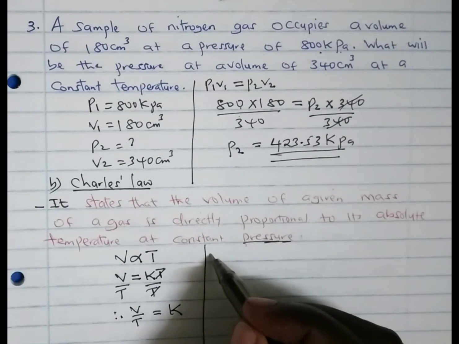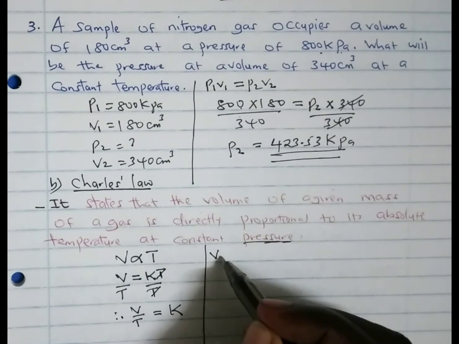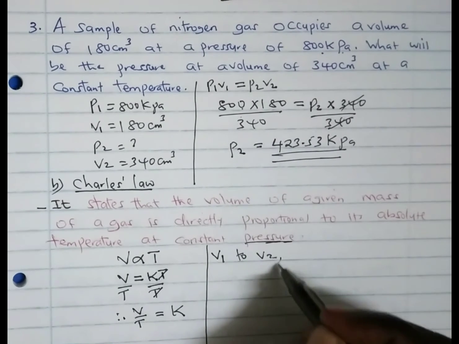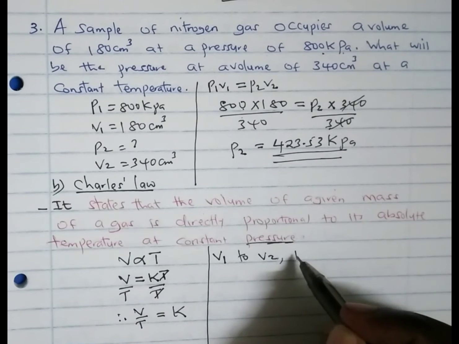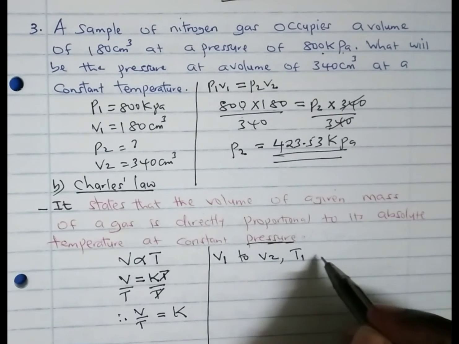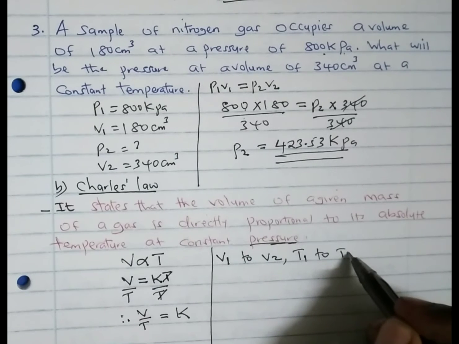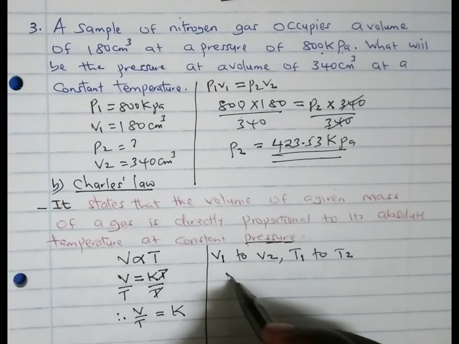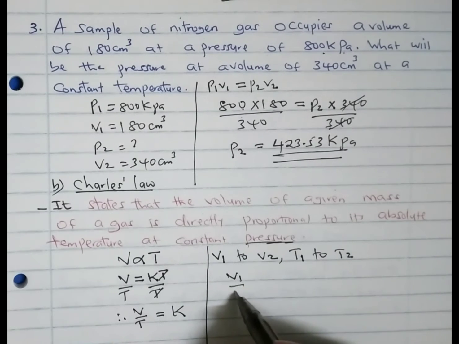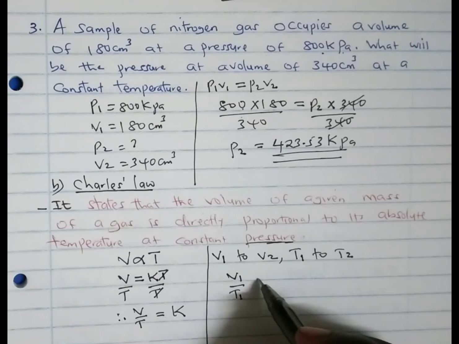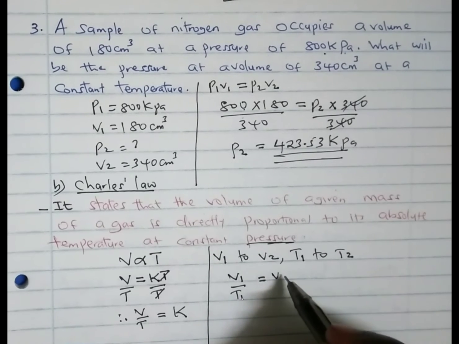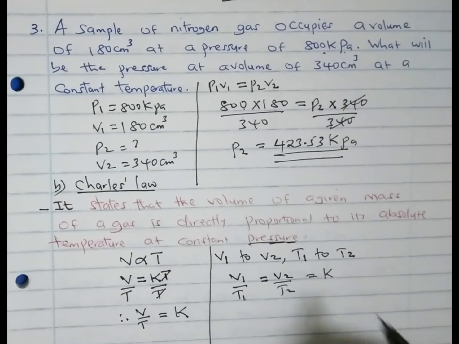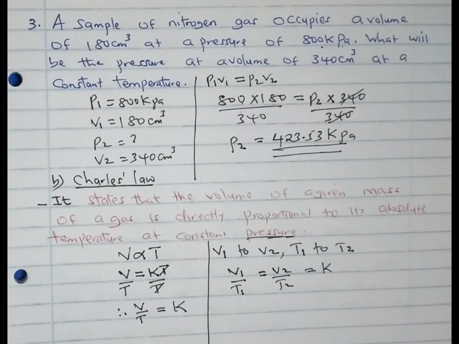If the volume of a given mass of a gas changes from V1 to V2, then its temperature will also change from temperature 1 to temperature 2, giving us the following equation. That is, volume 1 divided by temperature 1 must give us volume 2 over temperature 2, and this must always give us a constant of variation, which is K.